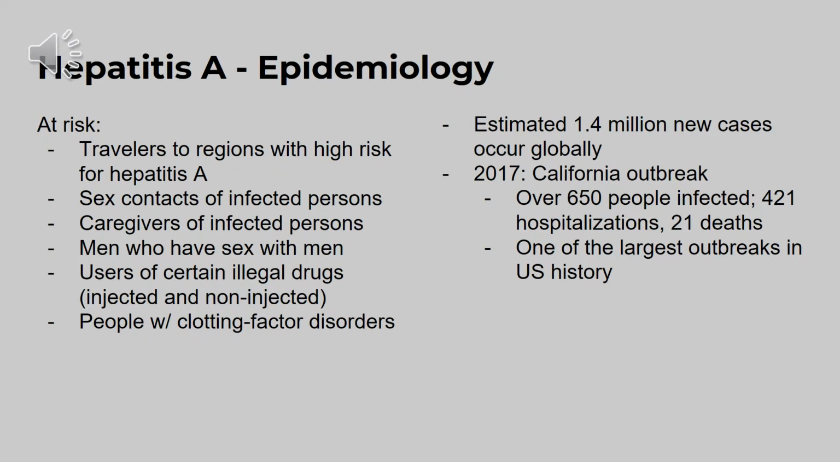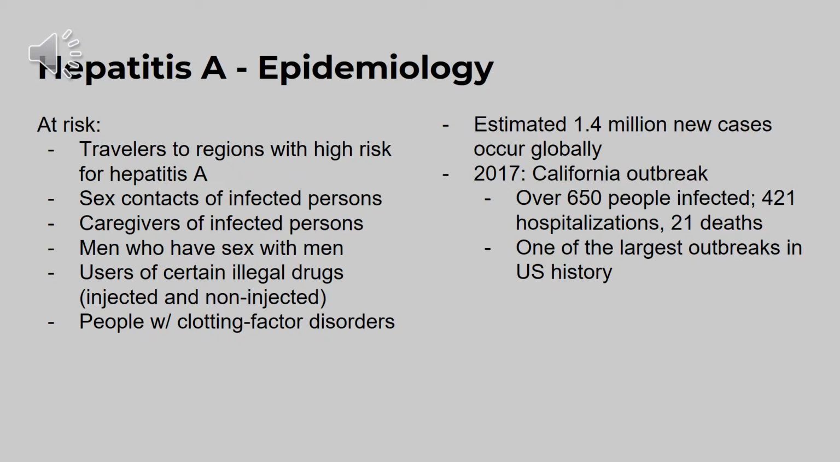Those who are at a higher risk for developing hepatitis A are travelers to regions with high to moderate risk for hepatitis A, sex contacts with infected persons, caregivers of infected persons, male sex, users of certain illegal drugs, which can be injected or non-injected drugs, and also people with clotting factor disorders. So these at-risk individuals, this list that I have here comes directly from the CDC website.